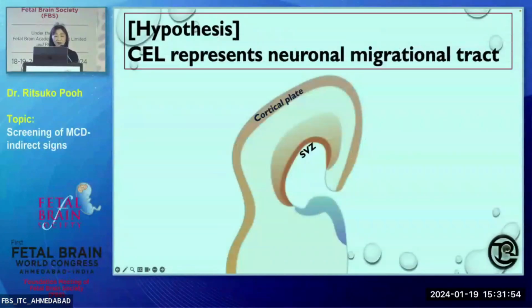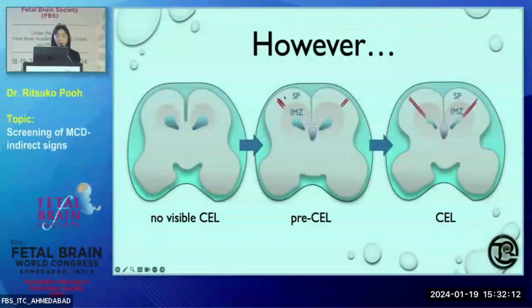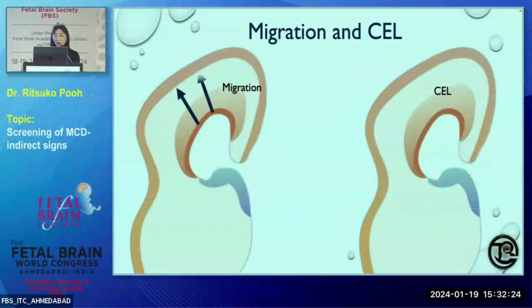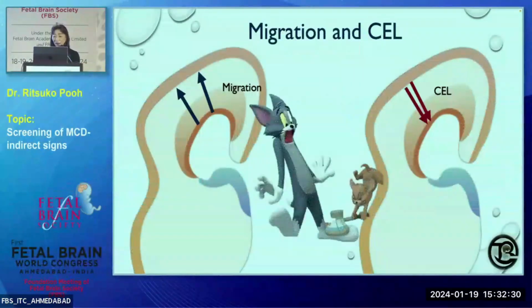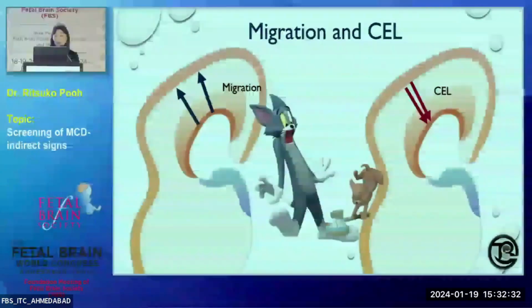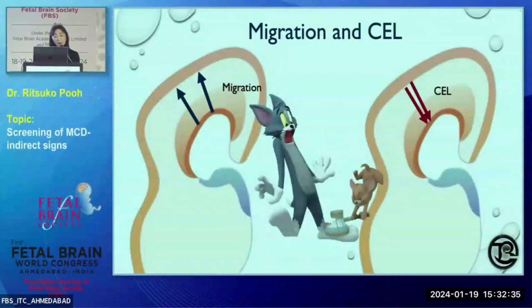Now, what is the CEL? CEL represents the neuronal migration tract. However, the migration is towards the pia mater of the brain surface from the subventricular zone. However, the pre-CEL is in the subplate, and CEL is the subplate plus intermediate zone. It means the migration is in this direction, and CEL is like this. So, oh my gosh, this is completely opposite. So, is our hypothesis wrong?